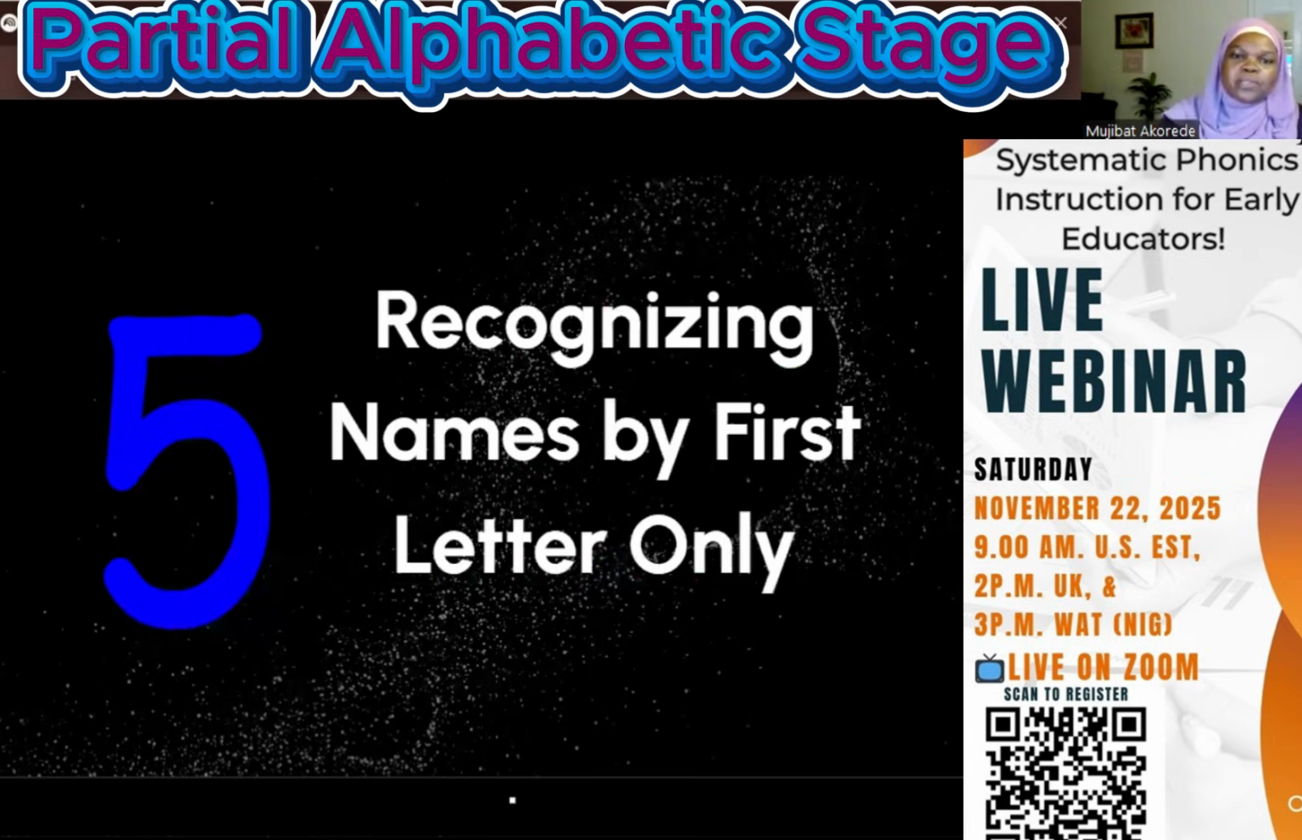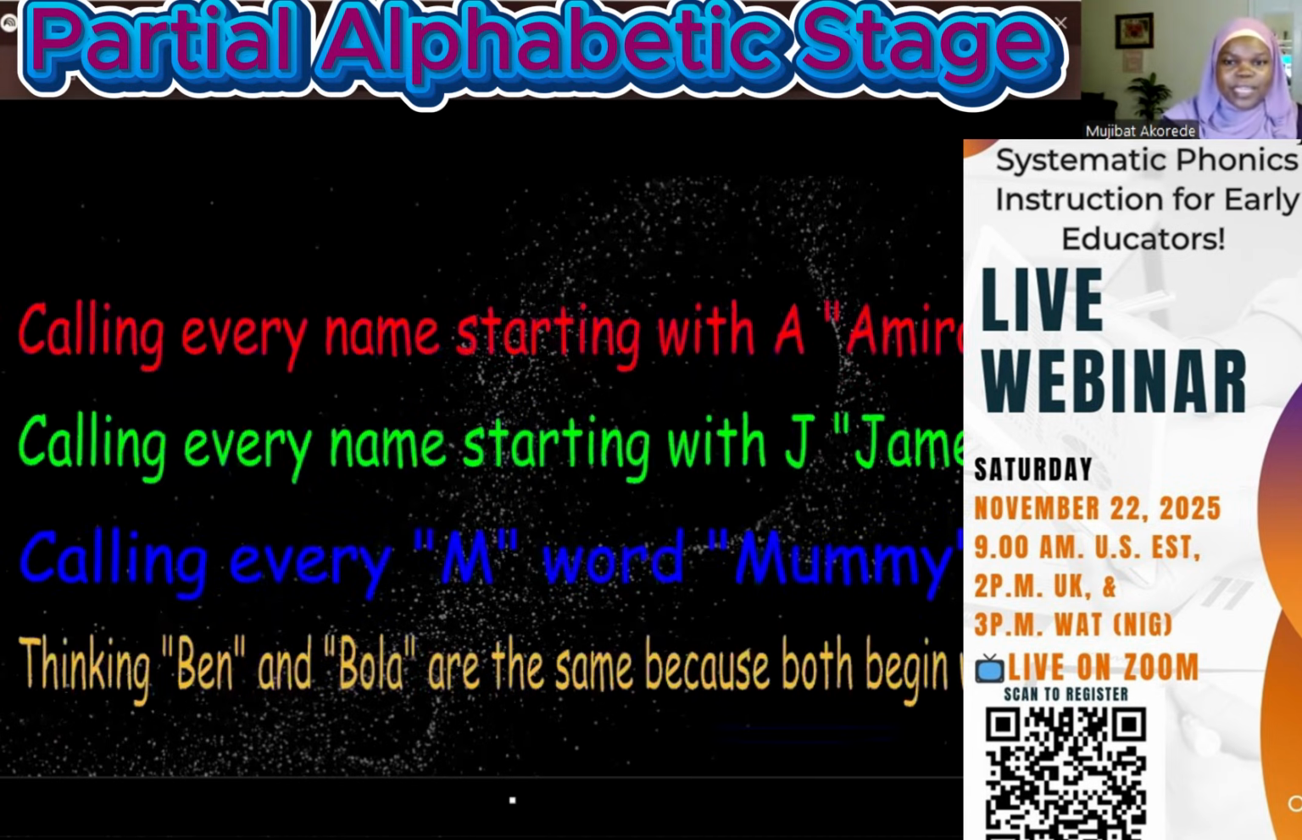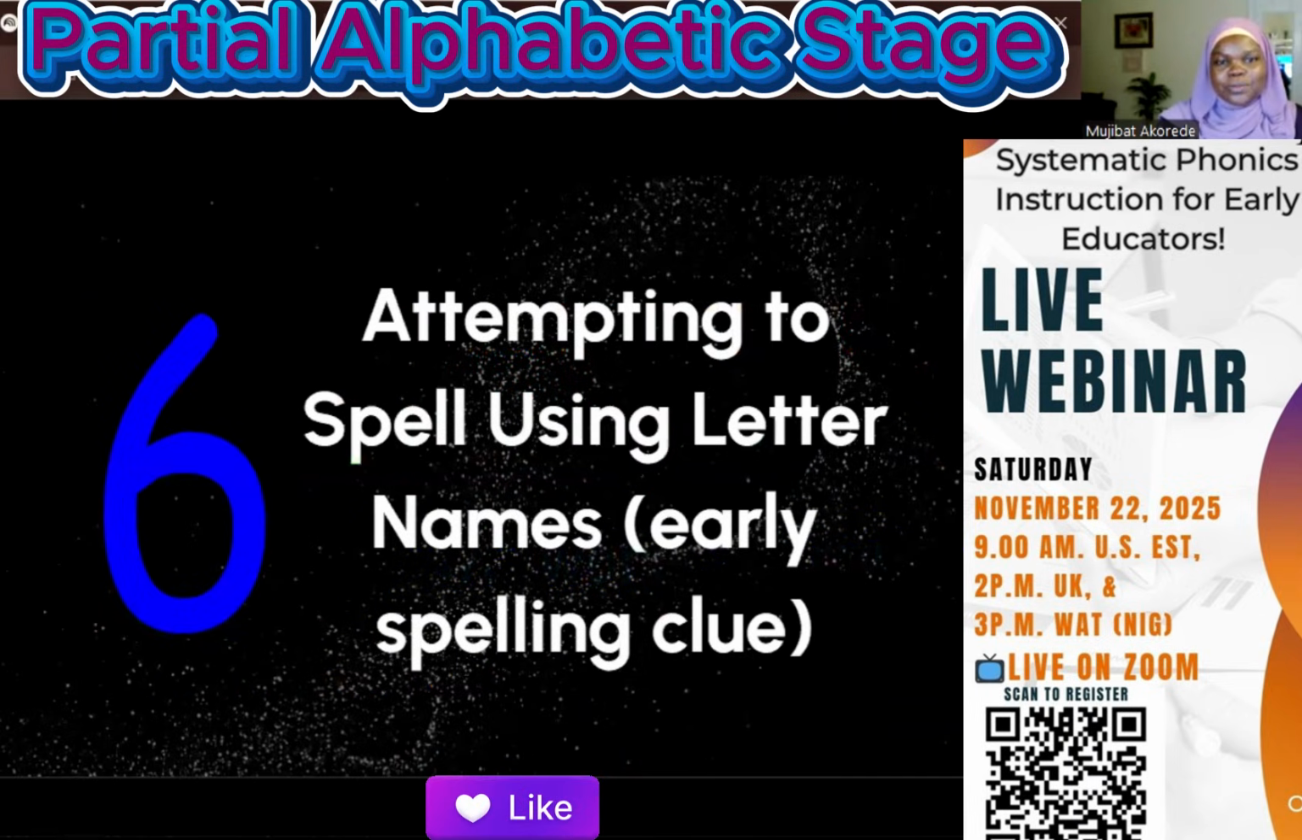The fifth example is recognizing names by first letter only. It could be their names or names of people around them. They can call every name that starts with A, Amira or Amina. They can call every name that starts with J, James. They can call every M word mom or mommy. So they can think Ben or Bola, or Ben and Bola are the same because they both begin with the B.